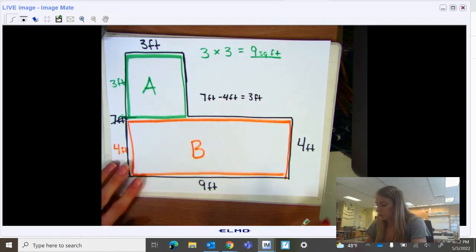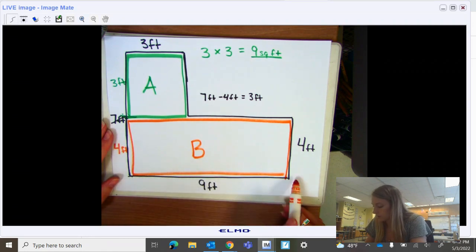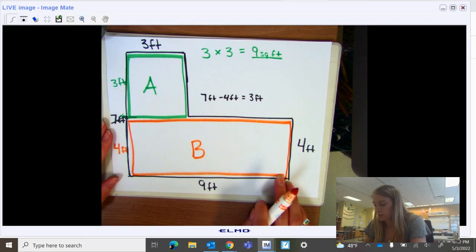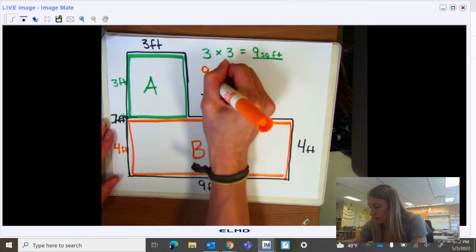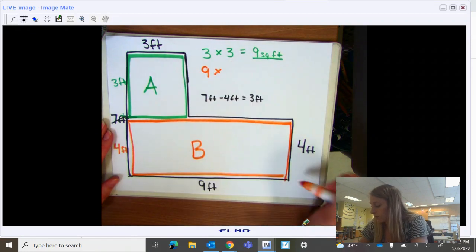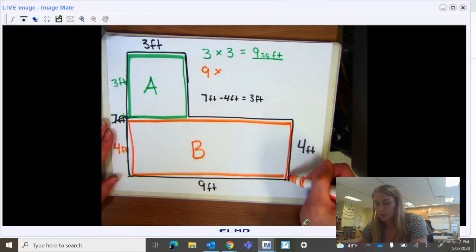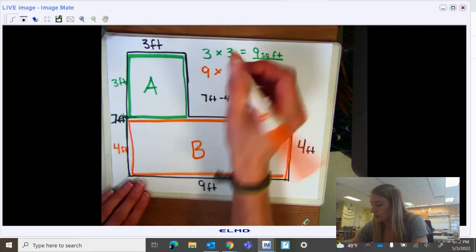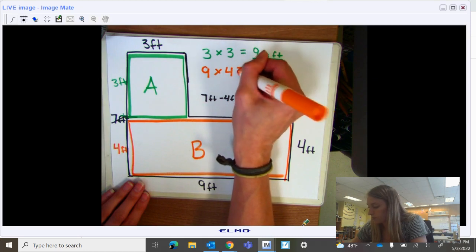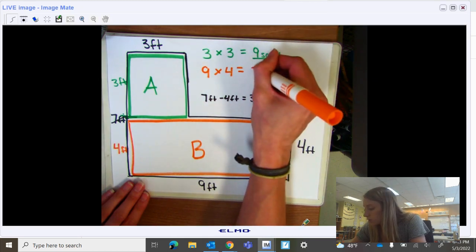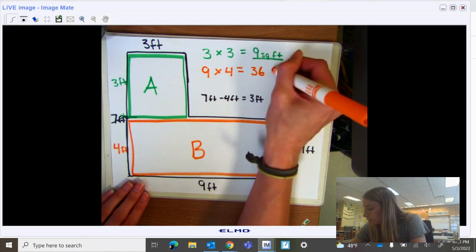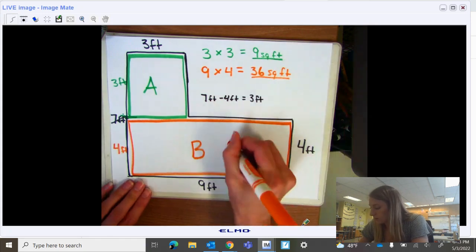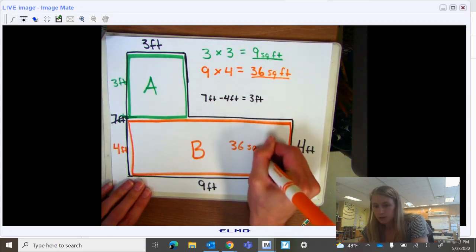My orange, I'm looking at my base, 9 feet. And I don't have to split this side up because it's all included in my orange rectangle. So I get to keep that one. 9 times, now 4 feet, they gave me this side length. I could have used my knowledge over here when I took away the 3 and that this was 4 also. So 9 times 4 gives us 36 square feet. So now I know that this one is 36 square feet.